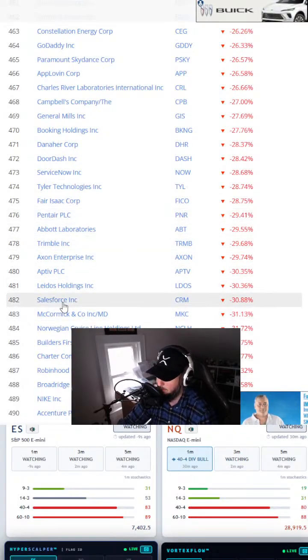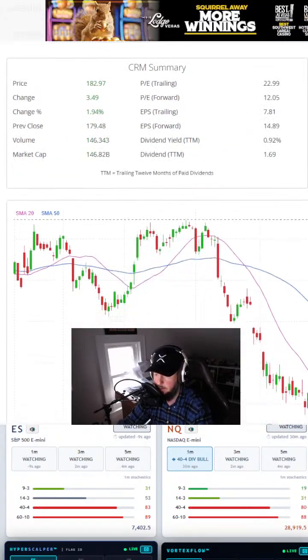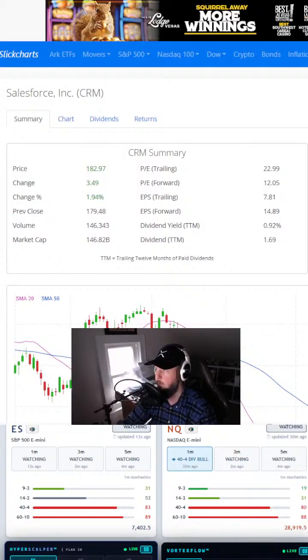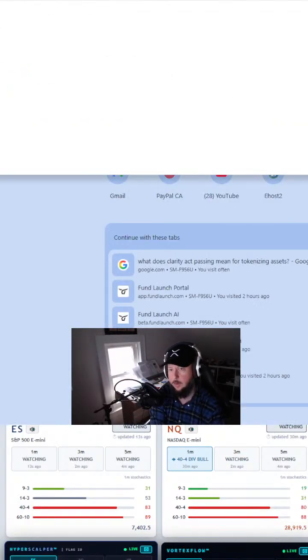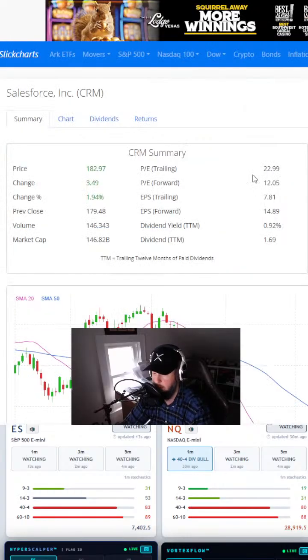Salesforce is down 30%. Man, don't they have earnings? Pretty sure they have earnings. CRM earnings date, May 27th. So next week. They have earnings next week.